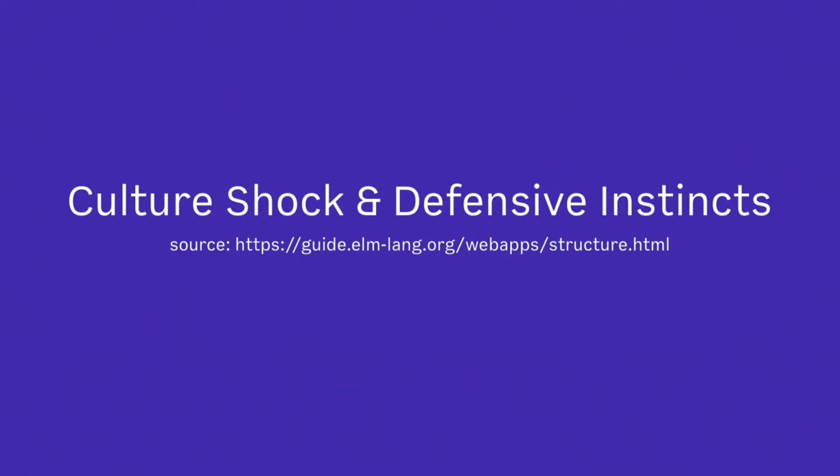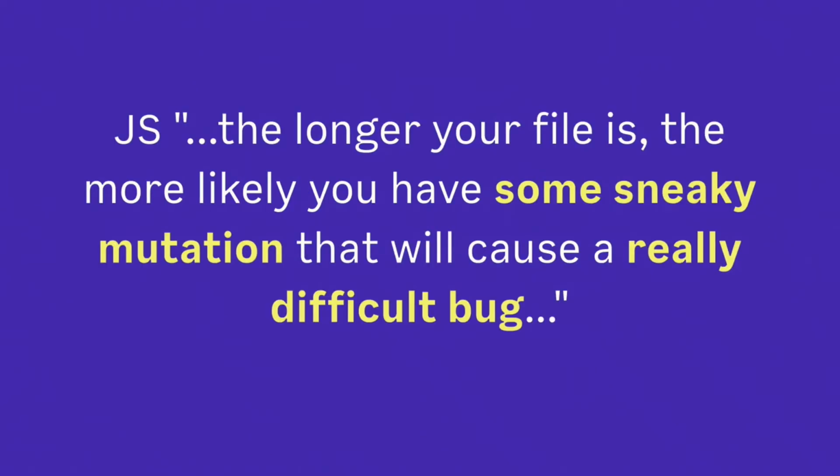Defensive instincts from JavaScript developers, like, no! Right? We're going to fight them off. And so they make a bunch of declarations about JavaScript. Let's see if they're true. Maybe we could just do a show of hands. So the first one is JavaScript. The longer your file is, the more likely you'll have some sneaky mutation, which is kind of a loaded word, right? It's okay if you don't know what that means, that will cause a really difficult bug.